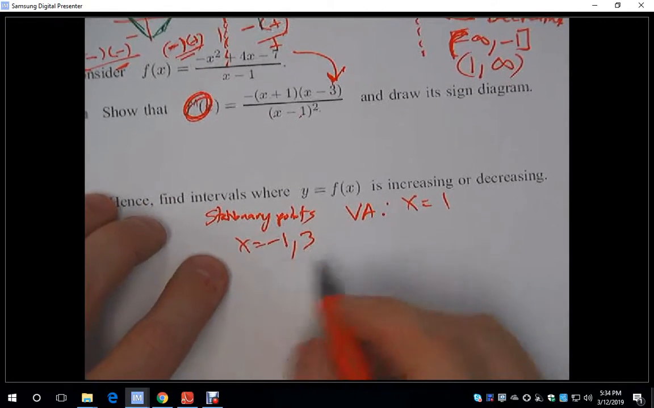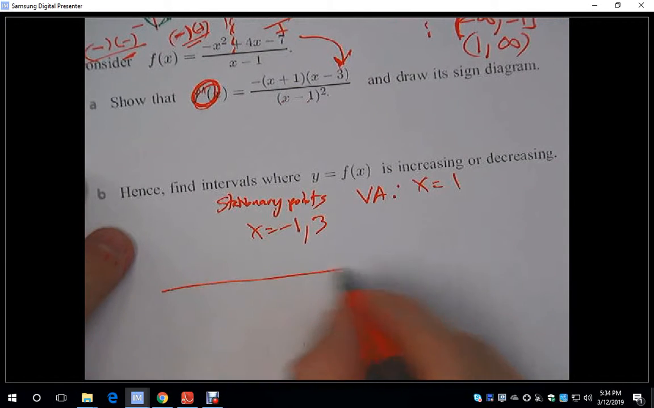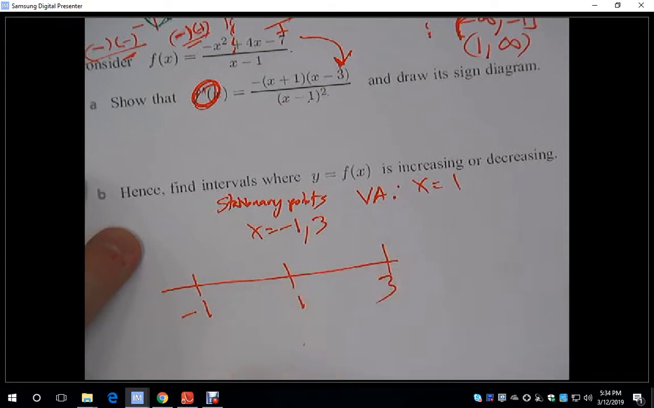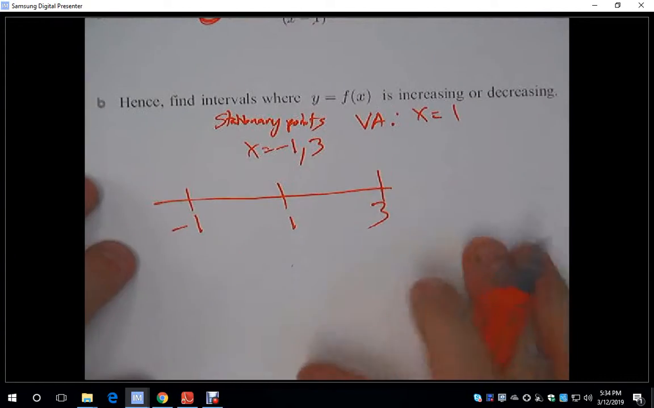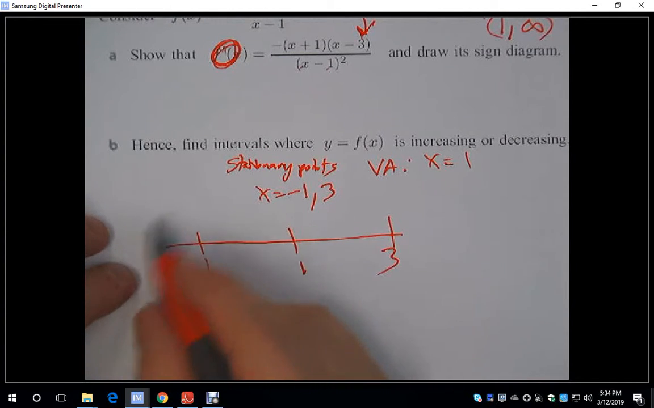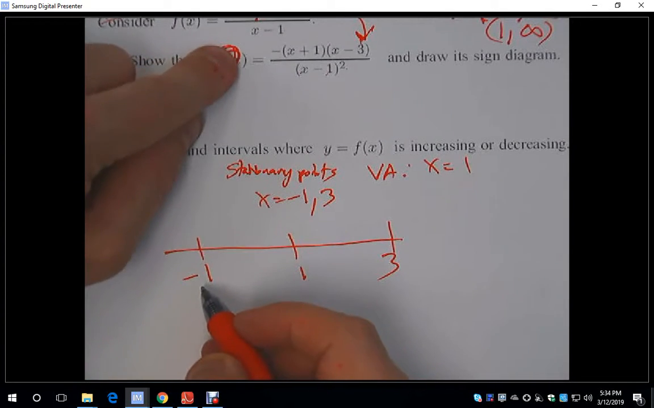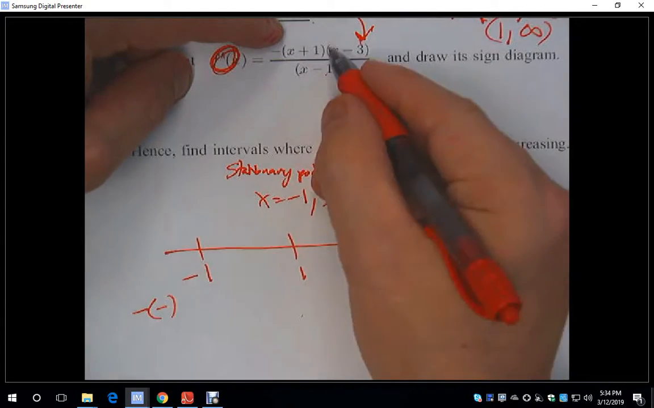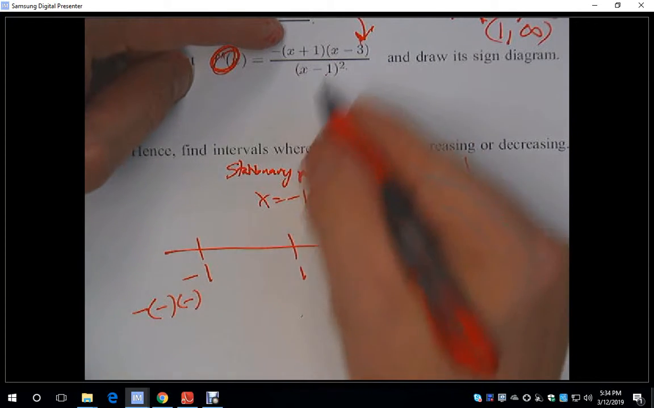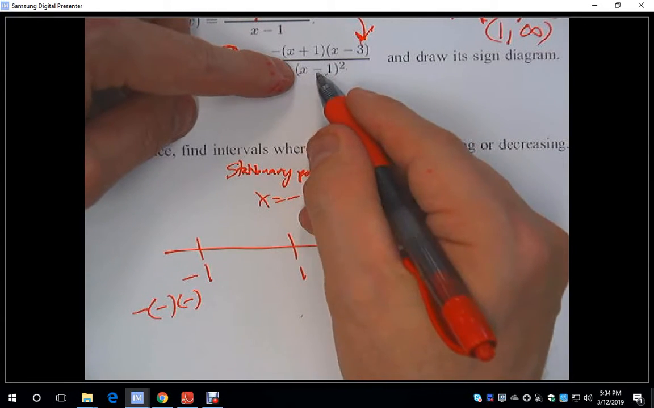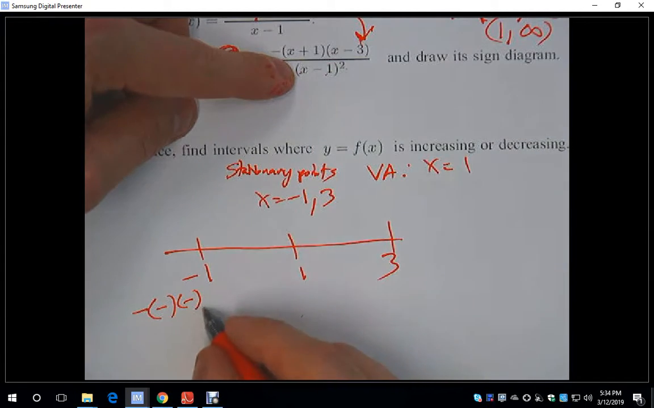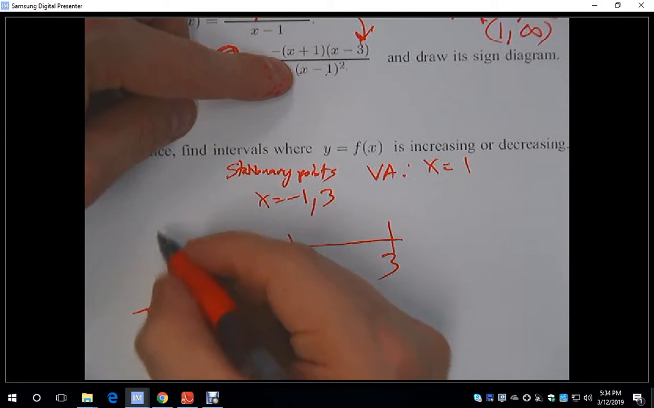So let's do our sign diagram at -1, 1, and 3. Let's plug in some value. Let's look at the slope on the left-hand side of -1. How about -10? So I have this negative times -10, that's a negative number. And -10 gives me another negative number. Over -10 minus 1, which is -11 squared, a positive. So I have a negative times a negative times a negative, which is a negative, divided by a positive, which is a negative.